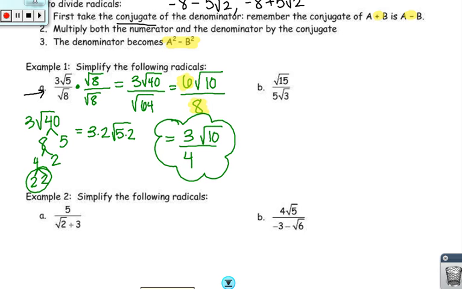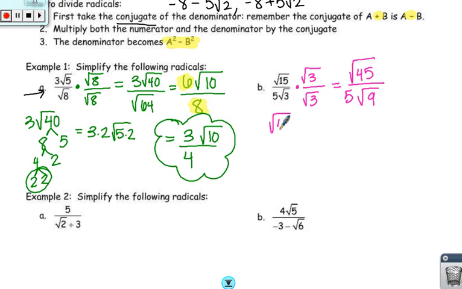Looking at B, I don't need to take the conjugate here. I have the square root of 15 over 5 square roots of 3. There's nothing added or subtracted to 5 square roots of 3. So how do I get rid of the square root of 3 on the bottom? I multiply the top and the bottom by the square root of 3. The square root of 15 times the square root of 3 becomes the square root of 45 on top. On the bottom, the square root of 3 times the square root of 3. 3 times 3 is 9.